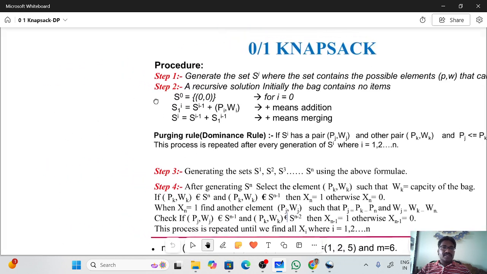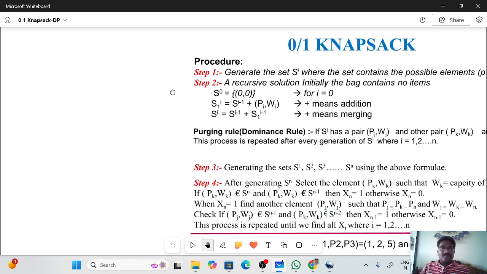the 0/1 Knapsack problem. We have n number of items. Each item has its own profit and weight. We have one knapsack. A knapsack is nothing but a bag. When we have a bag, we know its capacity, which we technically call the knapsack capacity.